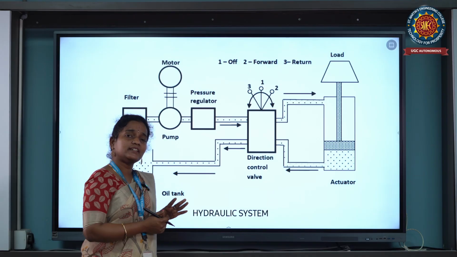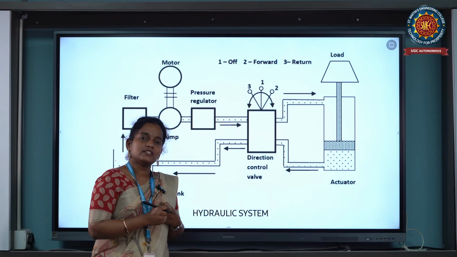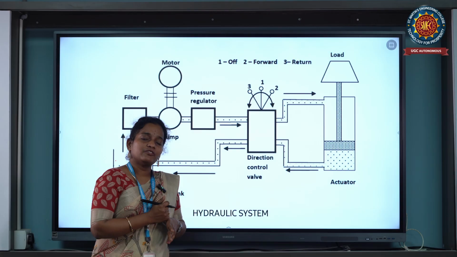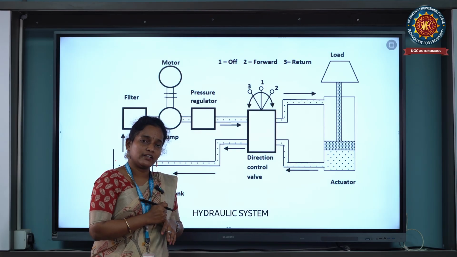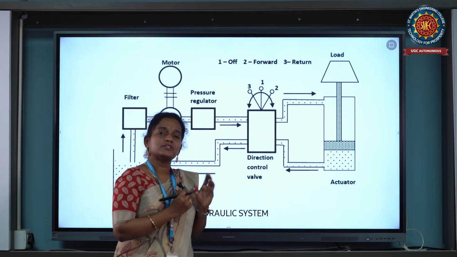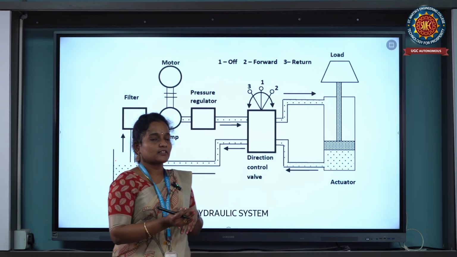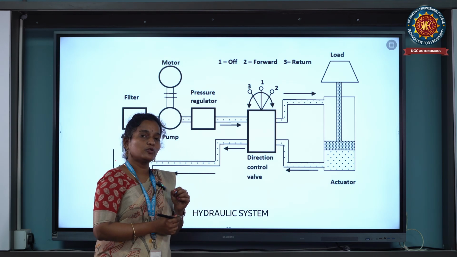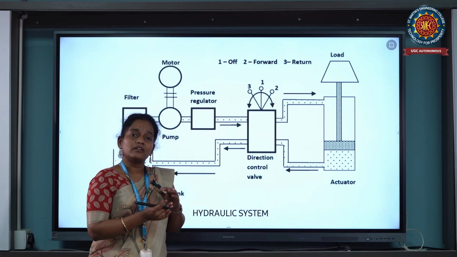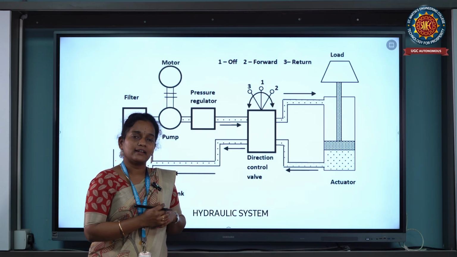So how many components are there here? In total, 6 components. One is the oil tank, second is the pump, third is the motor, fourth is the direction control valve, fifth is the actuator, and the sixth is the piping system. By using the piping system, we send the oil from one place to another place. So that is the working principle. Generally you have to remember that hydraulic systems are used to convert the oil force into mechanical force.